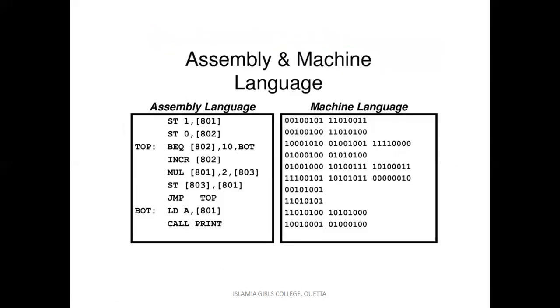Now you can see an example of assembly language code and machine language code. You see that the assembly language code is written using mnemonic codes and memory locations. And this is machine language code written using ones and zeros.